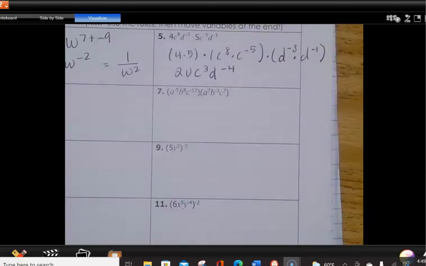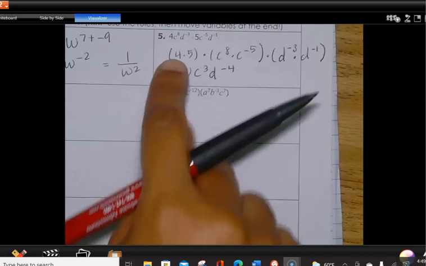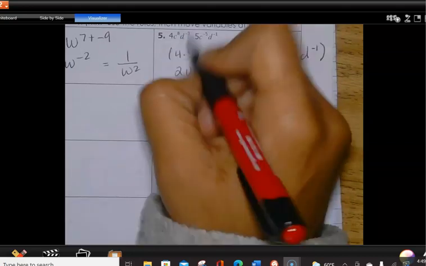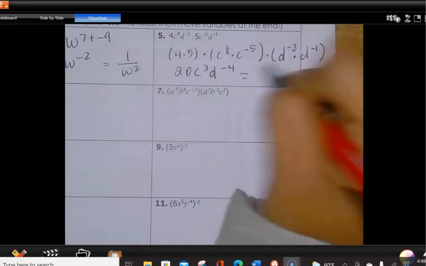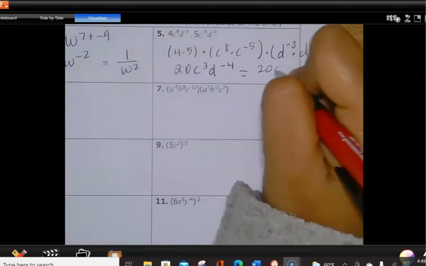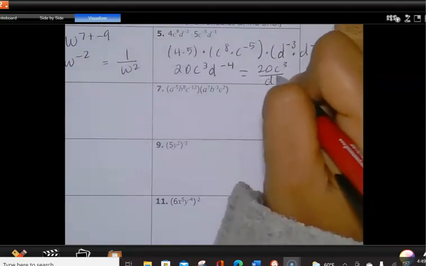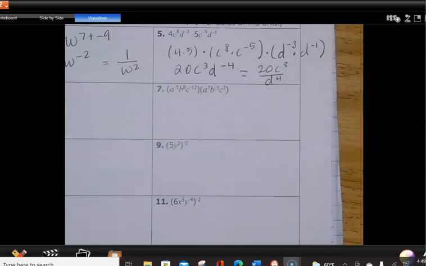However, when I put my final answer, remember that the d is the guy who's not happy. Again, this is a 20. So the final answer to this is 20, c to the third, the d to the fourth is on the bottom. All right, let's keep going. I'm trying to see which ones are hard. I feel like this is okay.